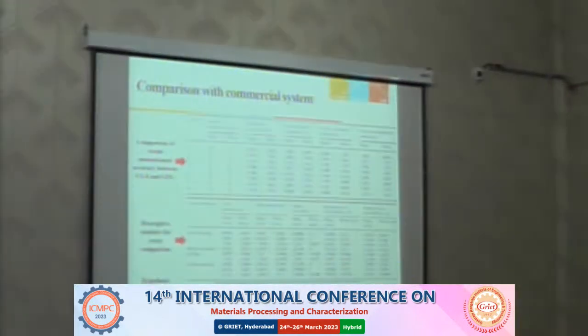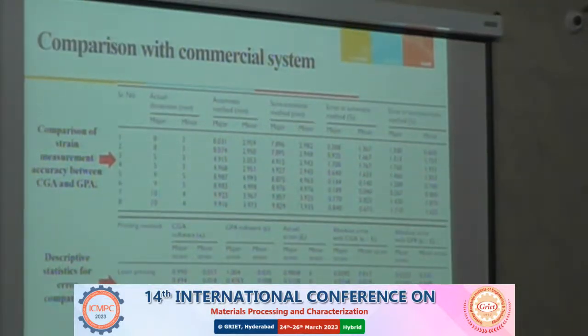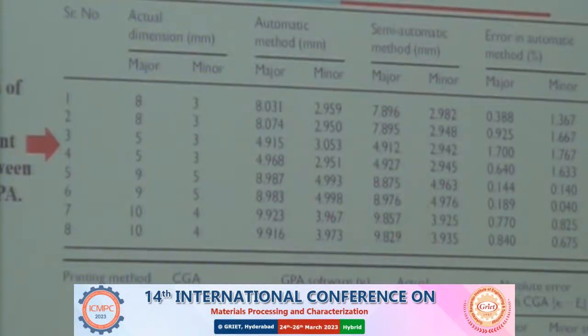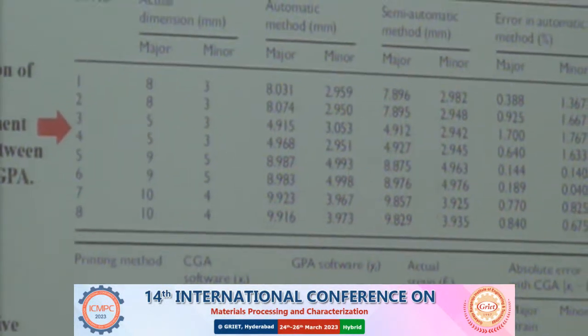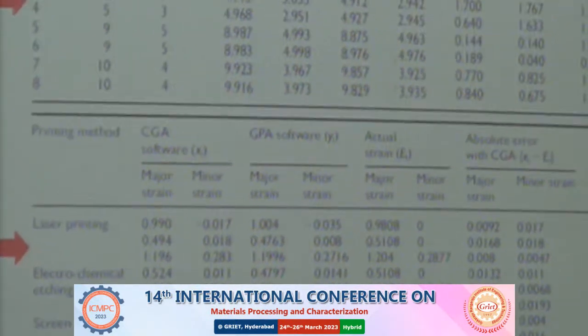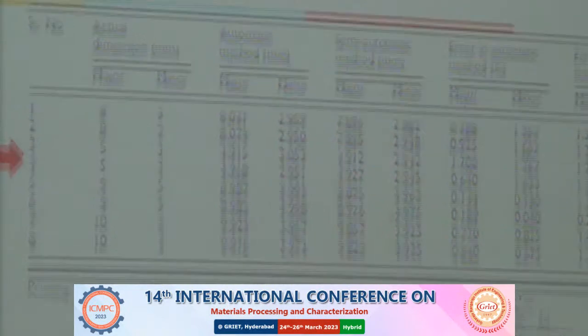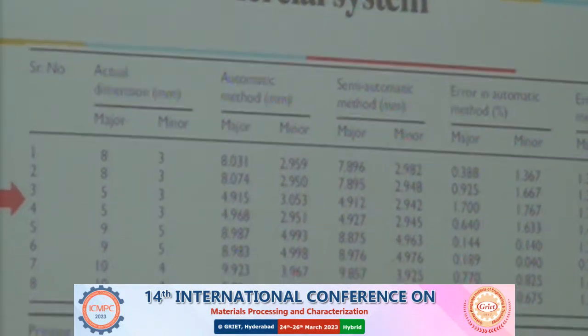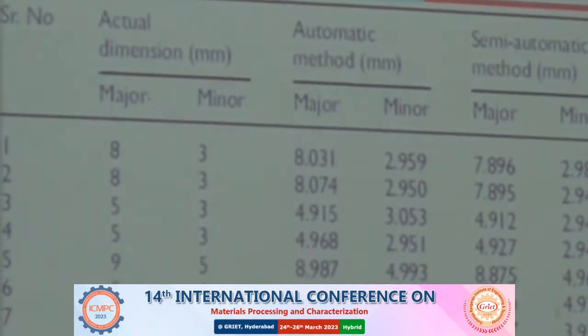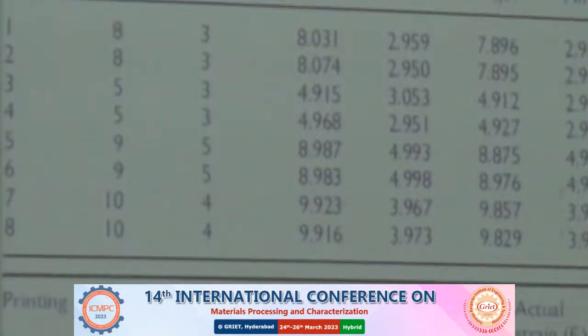You can see here this table. These are the deviations. The 8 mm original diameter that we printed, when we measured, is 8.03. The 3 mm minor axis length, we got 2.959. Similarly, with the commercial device also, we put it somewhere and printed like this. We even printed very small grids, 1 mm, 2 mm grids, and we measured them. So you can also use very small grids.